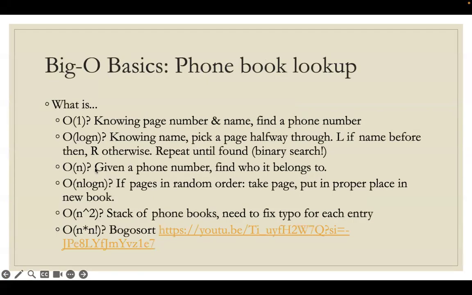Okay, so that's log n. O(n) is if I know a phone number and I want to find who it belongs to, and I'm going to check every name in my phone book until I find it. The worst case is that happens all the way at the last page. And so I would have made n comparisons if I have n names in my phone book.